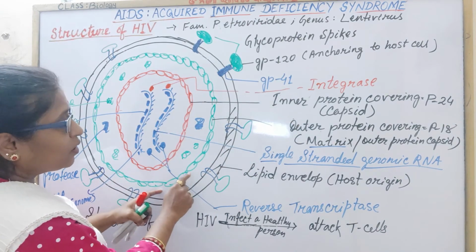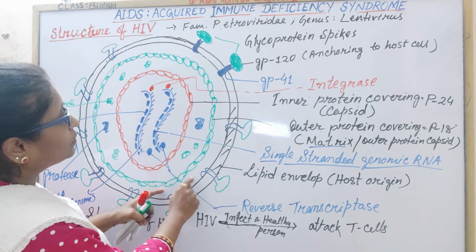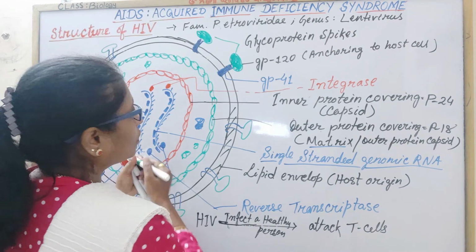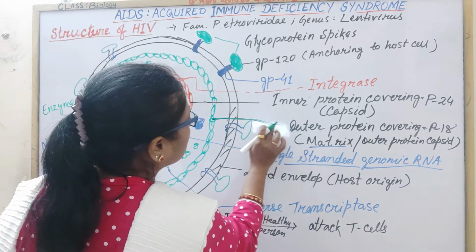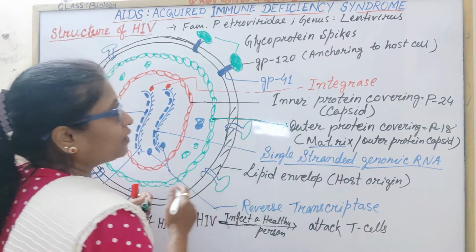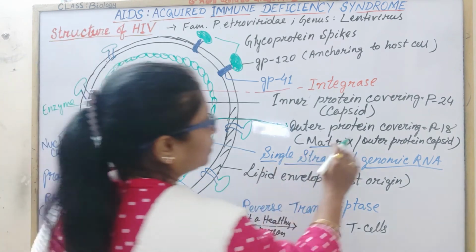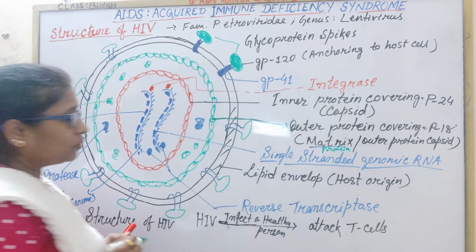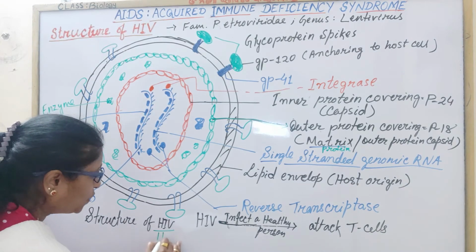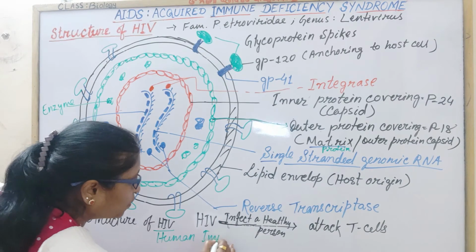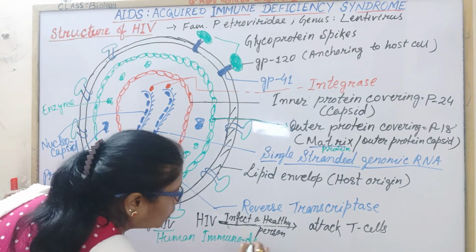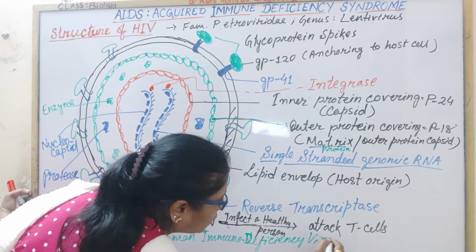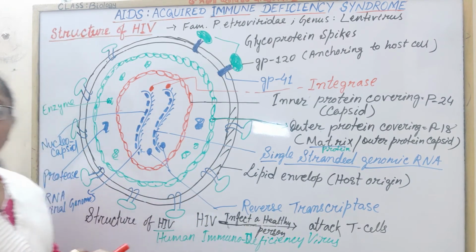This is called matrix protein. This one is the matrix protein, or the outer protein covering, or matrix, or outer protein capsid. Simply matrix protein is also what it is called. Okay. This is the structure of the human immunodeficiency virus.